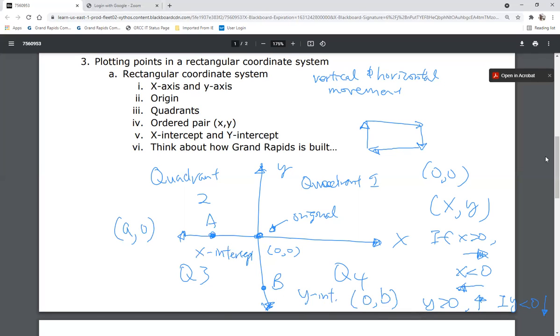Okay, so keep that in mind. And also, we talked about in class, think about how the city of Grand Rapids is built, because if you think about it, we do kind of go the same direction, right? Up and down, left and right. So we talked about where the origin of the city of Grand Rapids is. If you consider the city of Grand Rapids as a rectangular coordinate system, the origin is the intersection of Division and Fulton. That intersection is where the origin is for us.